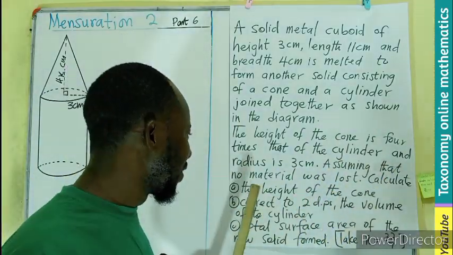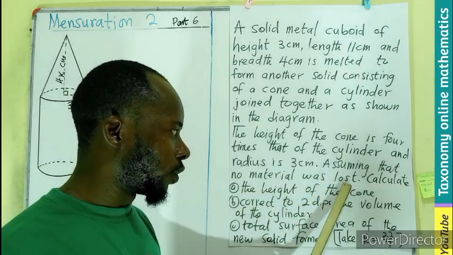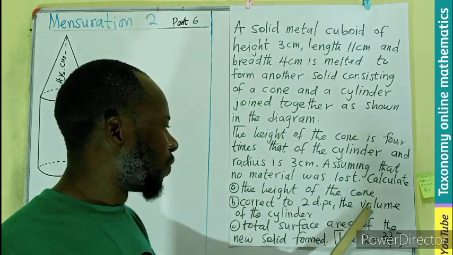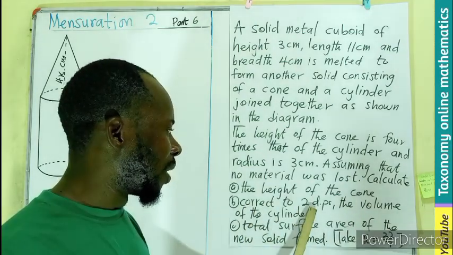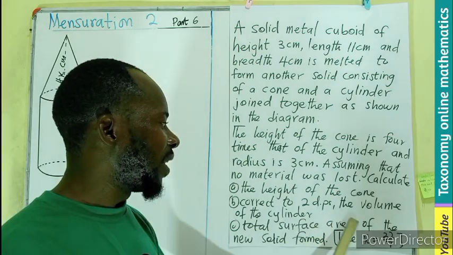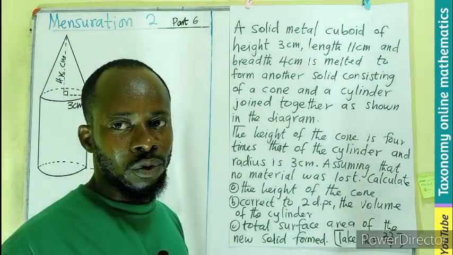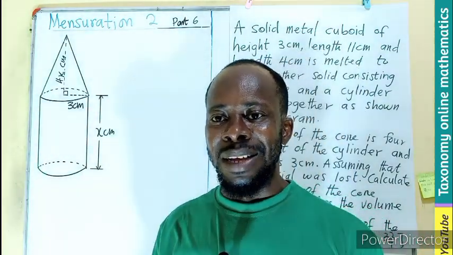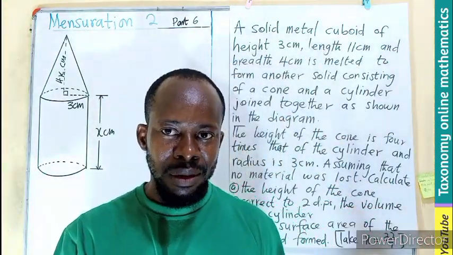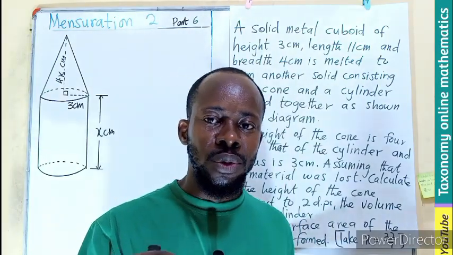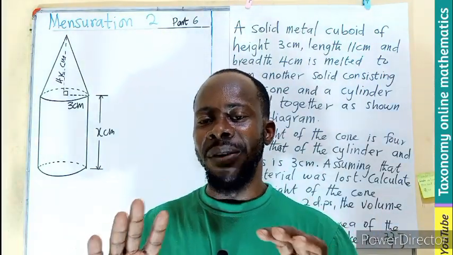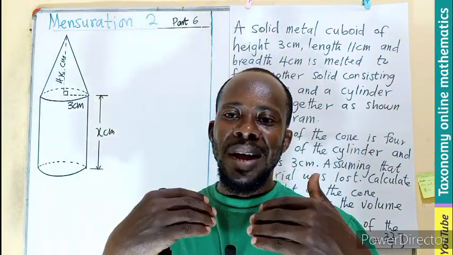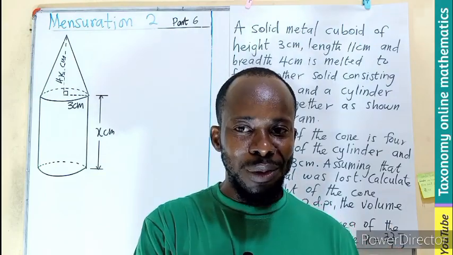So assuming that no material was lost, we have to calculate 1, the height of the cone, 2, the volume of the cylinder to 2 decimal places, then the total surface area of the solid. At this point, look at the question, look at the diagram, and pause the video and solve it. Don't forget, we have delved into the tutorial on finding the total surface area and the volume of both cylinder and the cone. Try to apply that concept if you've watched the episodes with us.